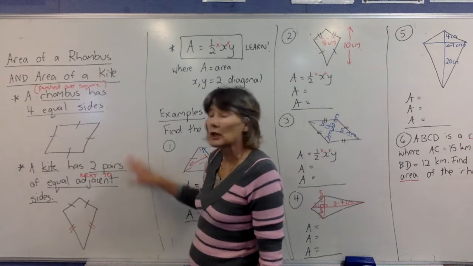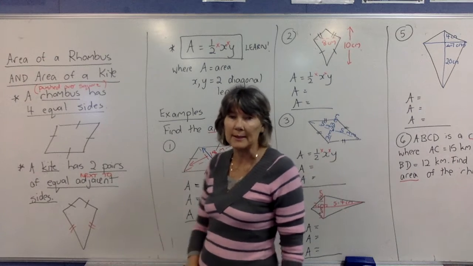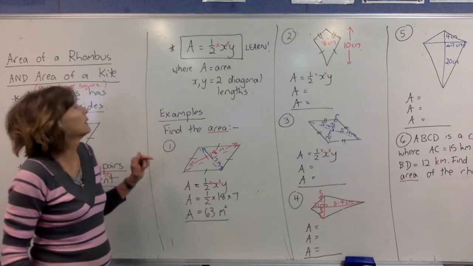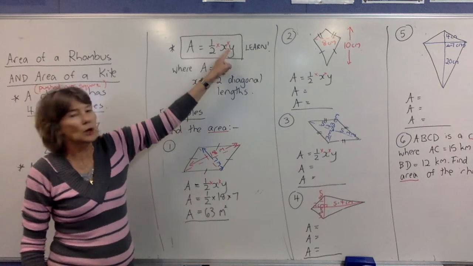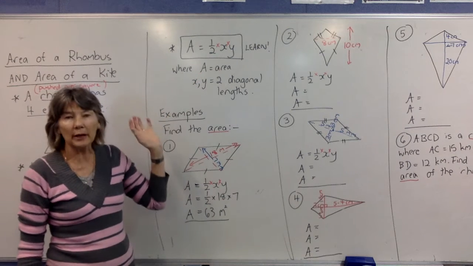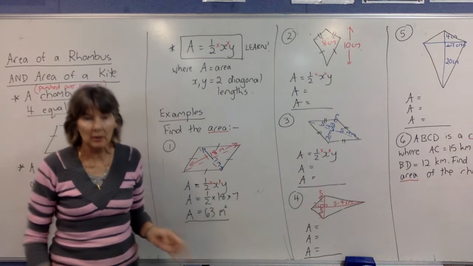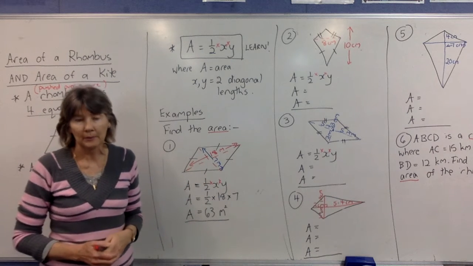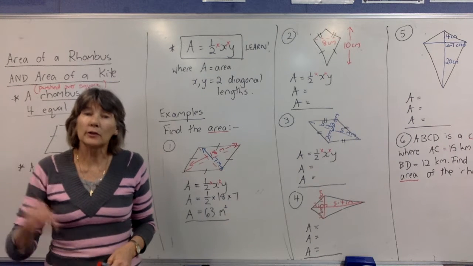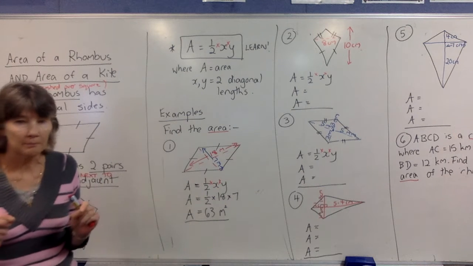So both of these shapes have the same formula for area. So you only have to learn one formula for these. And this is the formula. It's area equals a half xy, or a half times x times y. Make sure those times signs are in. So A equals the area, that's what we're finding. X and y are the 2 diagonal lengths, the whole length of the diagonal. When we talk about a diagonal, we're talking about a line that goes from one corner of the shape to the opposite corner of the shape.